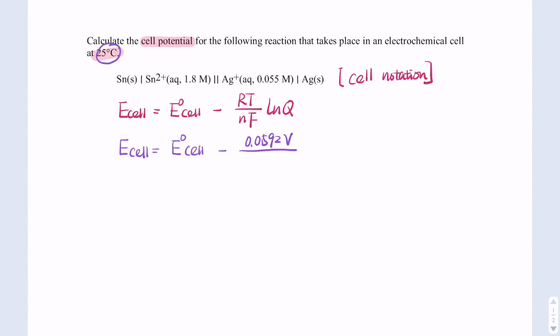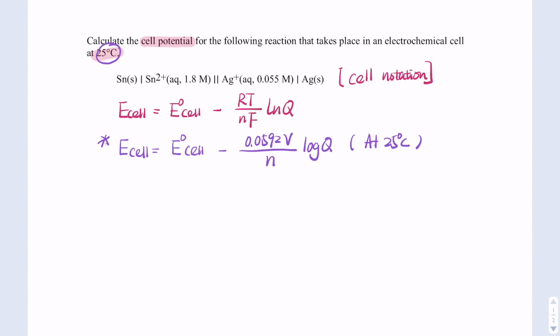It will be 0.0592 volts over n, again the number of moles of electrons involved in the half reactions, and now it turns into log Q. Q again is the reaction quotient. Log is base 10 and ln is log base e, so you have to be careful which format you're using. The bottom format is at 25 degrees Celsius, so we can just use the equation on the bottom because it's simplified.